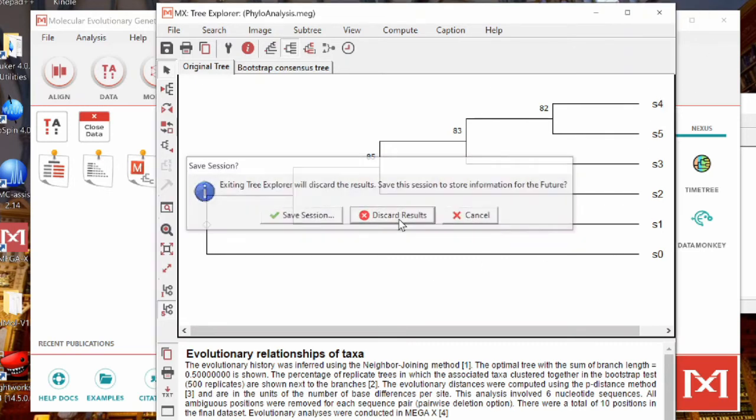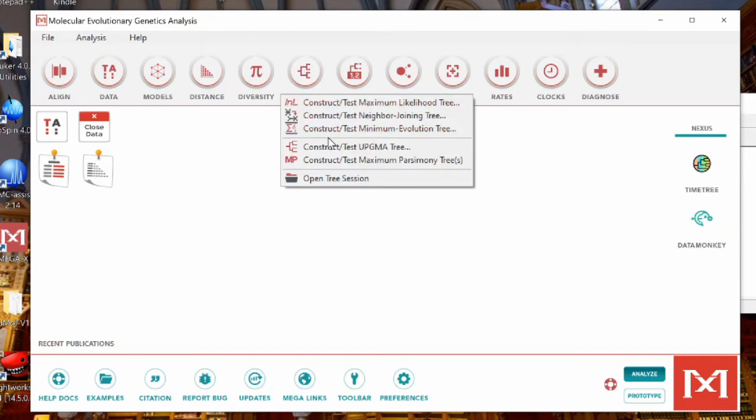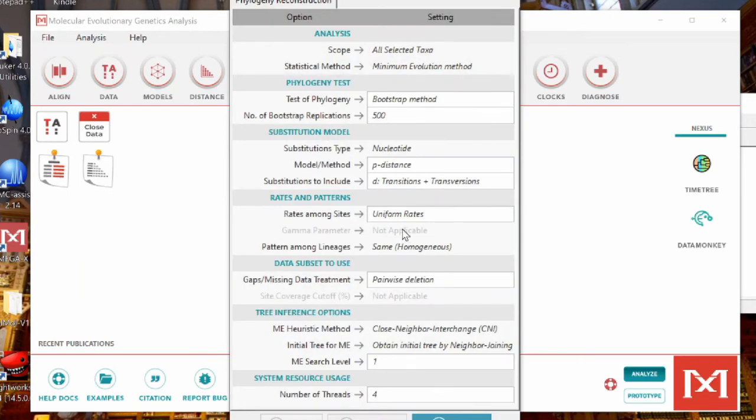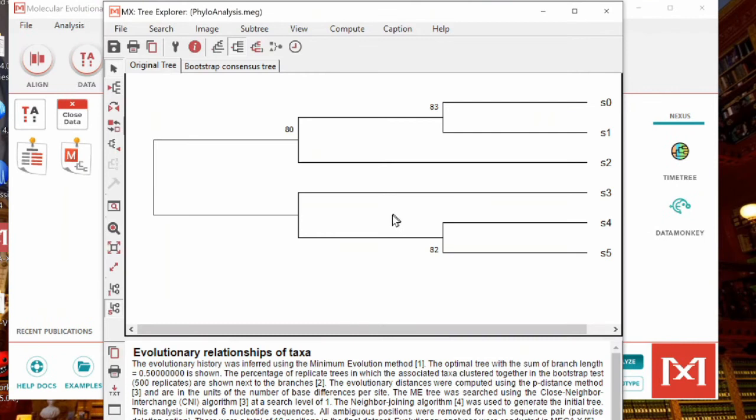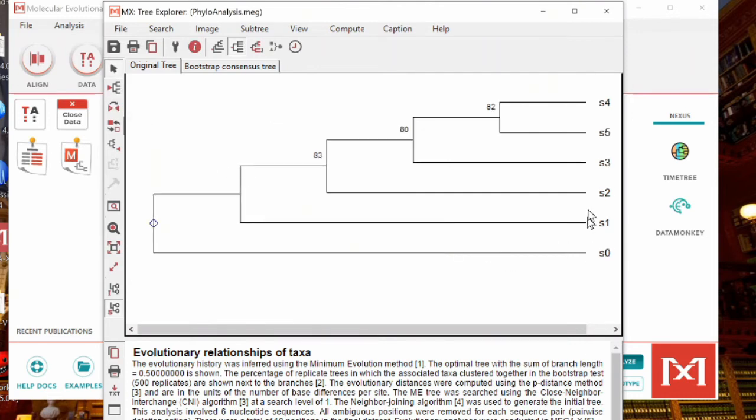So discard this result, and then the minimum evolution. The setup is the same, just the method is different. Let me calculate it again. Okay, the minimum evolution method results in a similar tree. I can actually reorder it. And then we get high numbers of bootstrapping again.